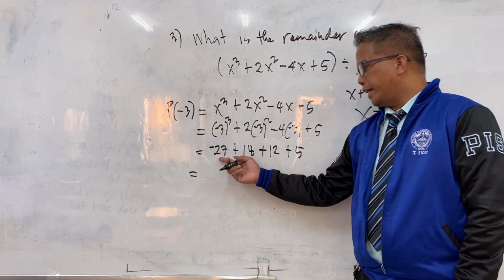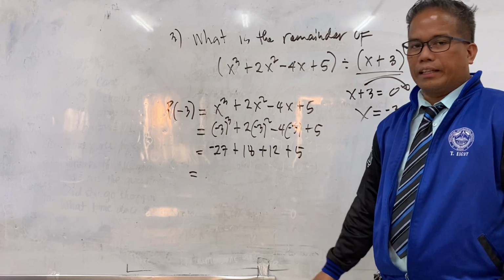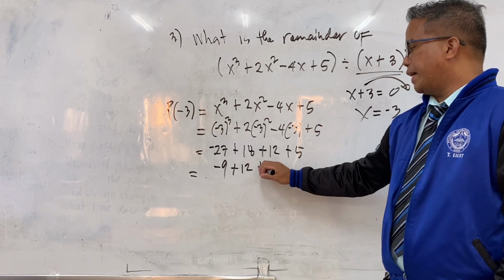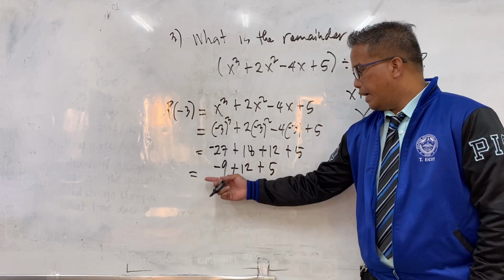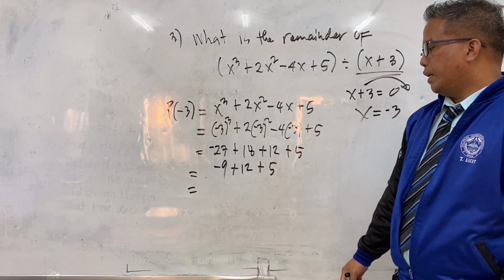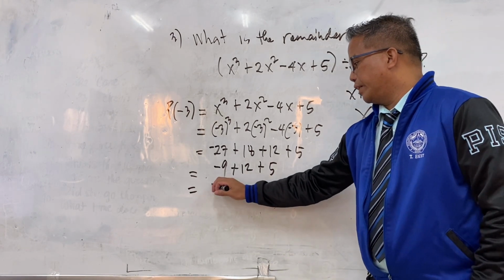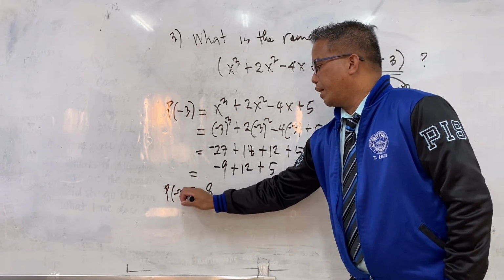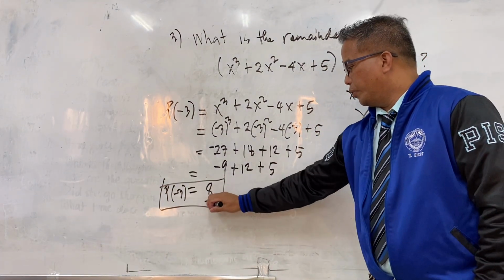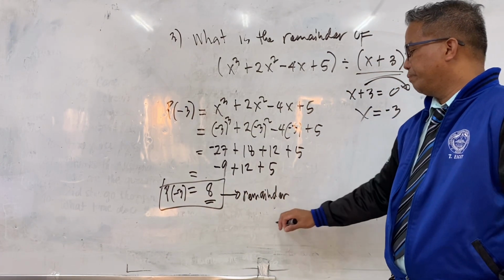Then simplifying this, negative 27 plus 18 equals negative 9. Okay, then plus 12 plus 5. Then again, negative 9 plus 12 is equal to positive 3. Then plus 5 is equal to 8. So P of negative 3 is equal to 8. So since we have the answer 8, this will serve as your remainder. So this is your remainder using the remainder theorem.